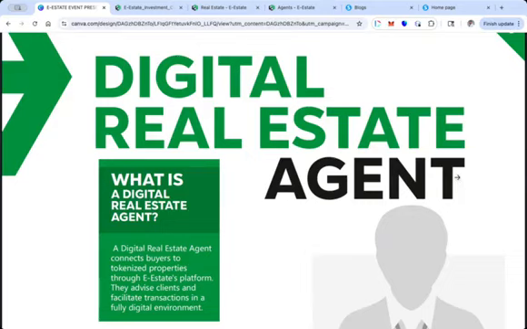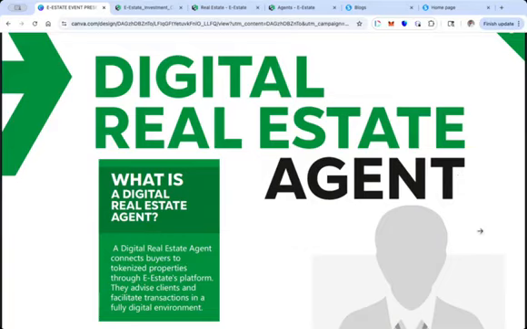I'm telling you, this right here is phenomenal because now you have a market that's wide open. You can become a digital real estate agent. You don't have all the legalities. You don't have all the bureaucracy. You don't have all the tests and licensing procedures that you have to go through to be a traditional real estate agent. You can actually get started over here, and it's very simple.